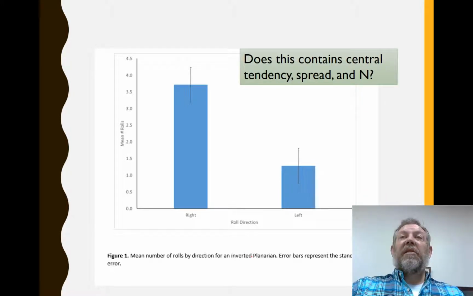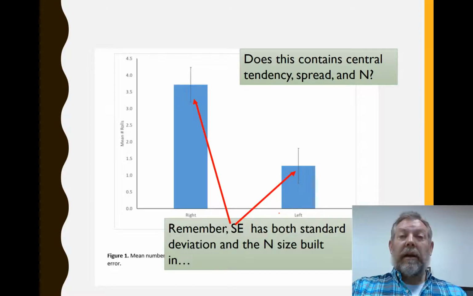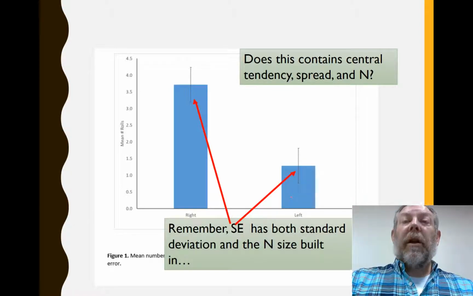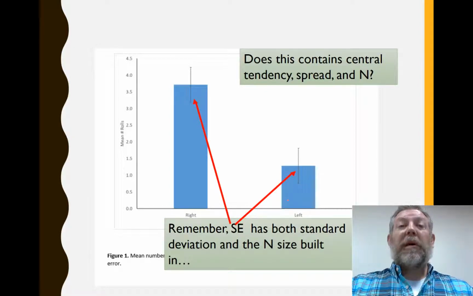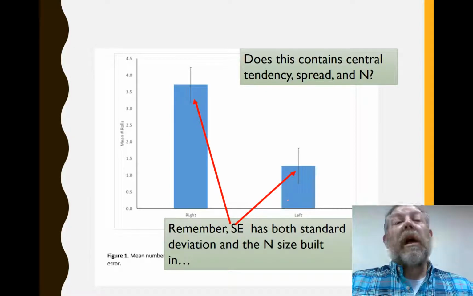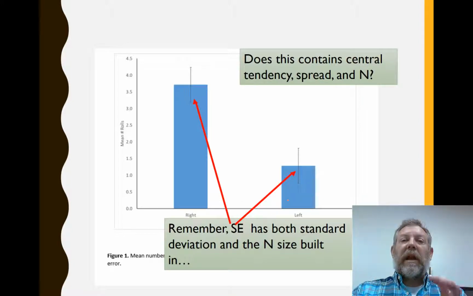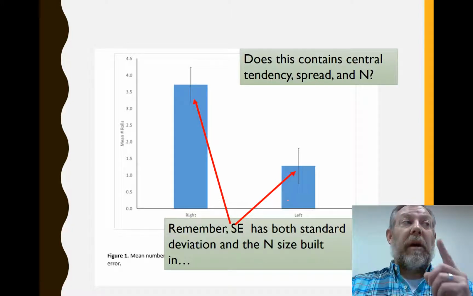And so does this contain the three things: central tendency, spread, and sample size? And it does, right? Standard error has both standard deviation and the n size built in. And so that's why we use standard error for graphing. At least that's why I use it. Not everybody agrees, and not everybody does things the same way, but this is how I do it. It's how I want you to do it.